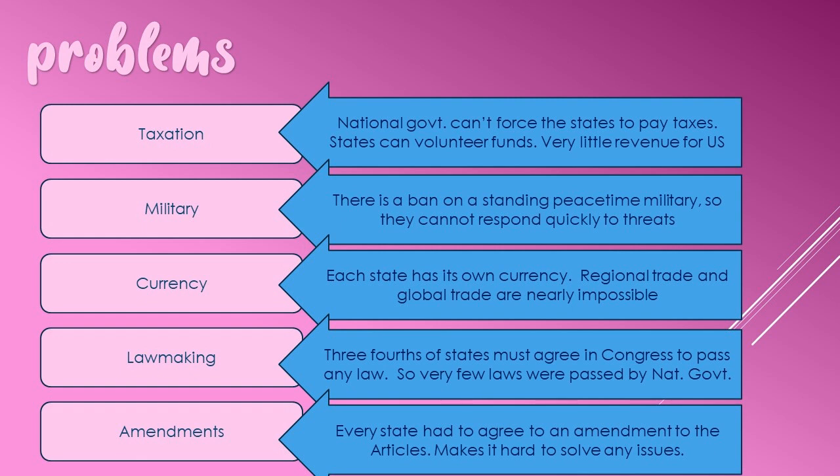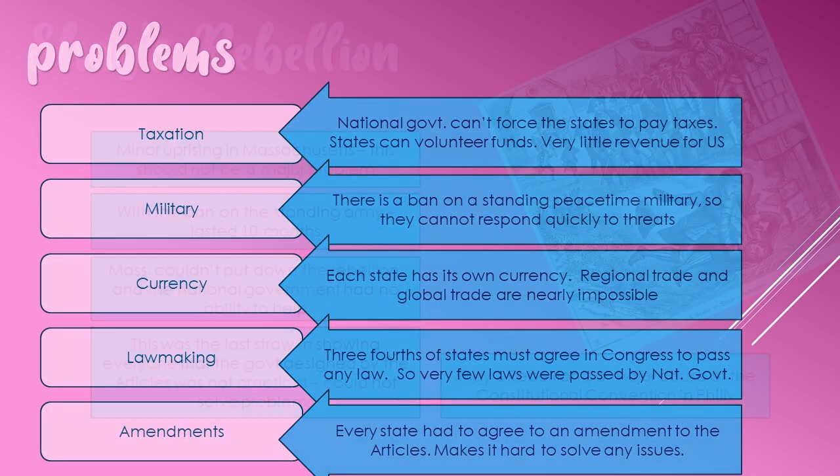And even worse than that is the amendments here. If you wanted to make a change to the Articles of Confederation itself, every single state had to agree on that. We're going to come back and talk about this one a lot, because that makes it really hard to solve any of these problems that are in the Articles of Confederation.